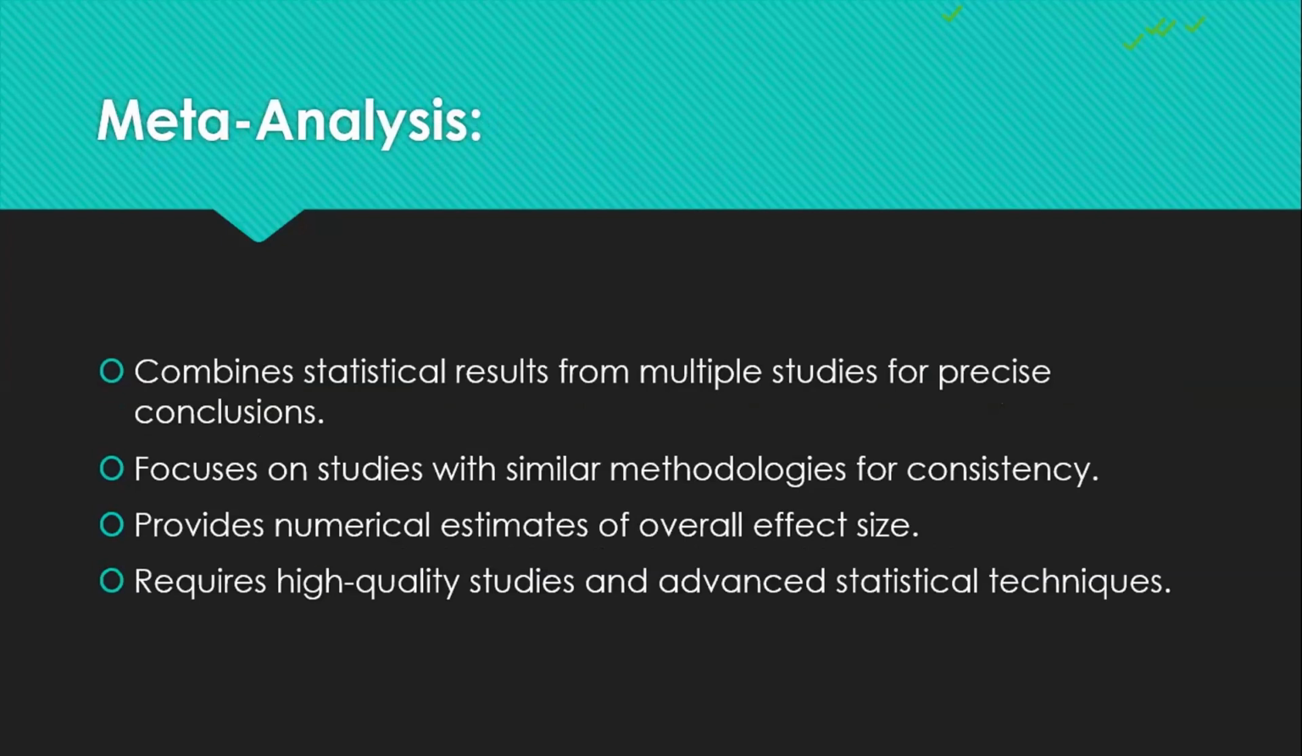The third one talks about meta-analysis. Meta-analysis is a type of systematic review which combines the statistical results from multiple quantitative studies to derive a pooled effect size or general conclusions. This approach is highly statistical and is used to determine the overall impact of a specific variable across different studies. You need to focus on studies with similar methodologies, which helps to use everything consistently.